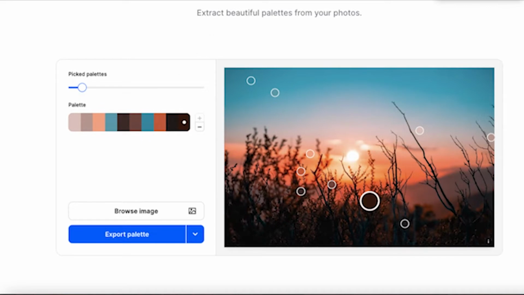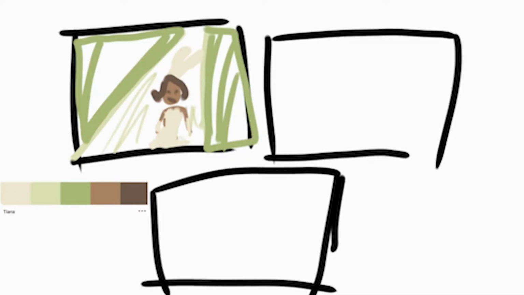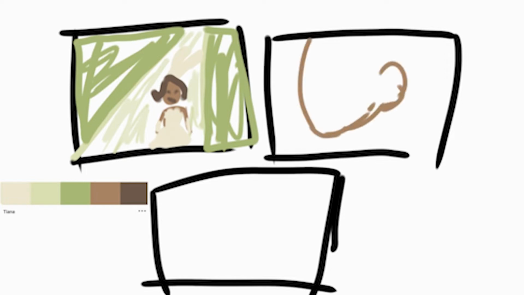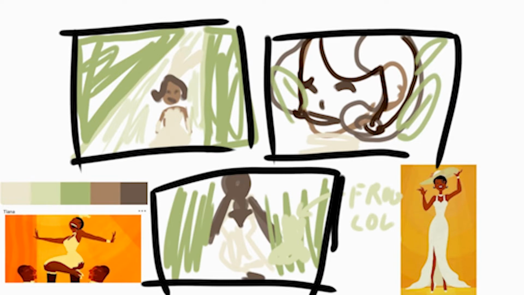So you now have the colours you want, but how do you put them together? How do you know what they'll look like? Easy. Make thumbnails. I would say 3 to 4 thumbnails minimum, where you make different colour schemes and move and change them around. Now, what I love about thumbnails is they don't have to be perfect. I just do blobs and it's so much easier and it saves a lot of time.